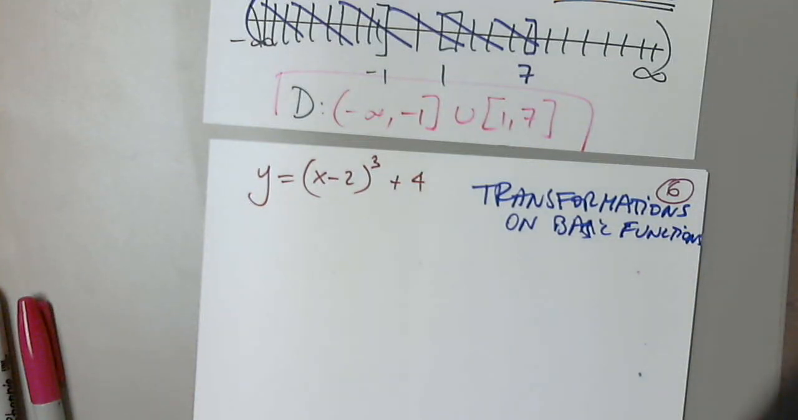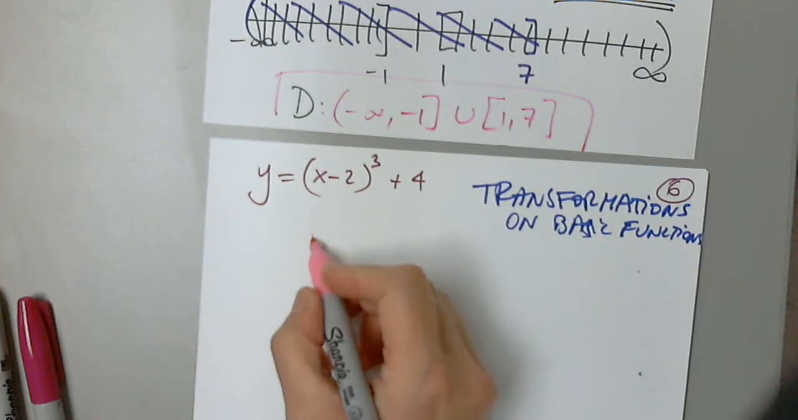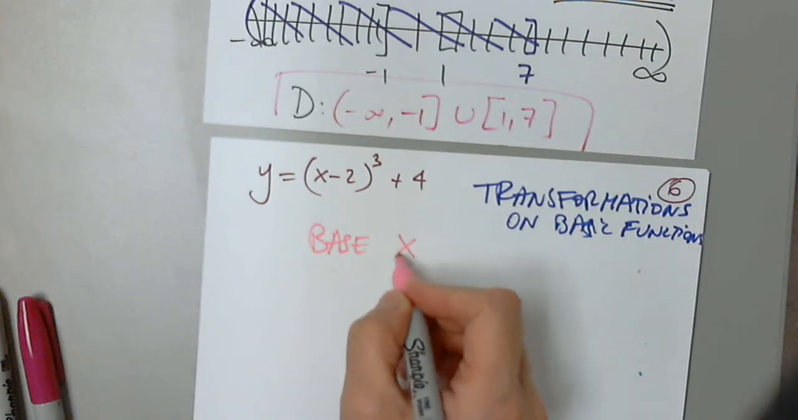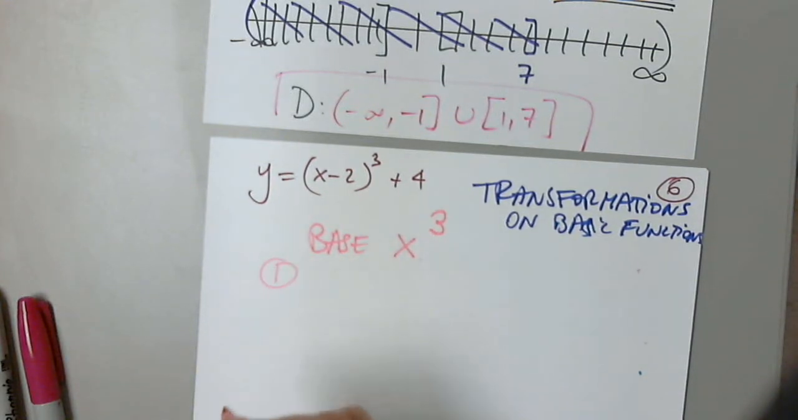Transformations on basic functions. So which function at the core did we use to determine this? We used two different transformations to create this function, but on which function? Yes, very good. So the base function is x to the third. The first transformation in order of operations, what would that be?